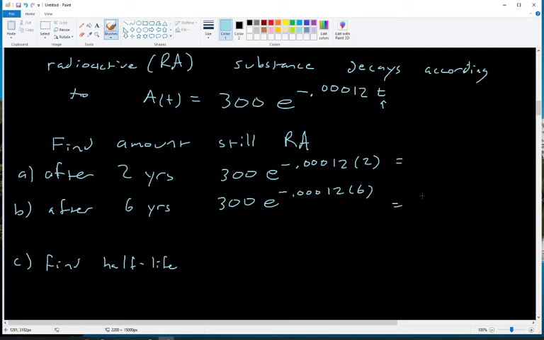So 300 e to the power of negative 0.00012 times 2. That is 299.928.